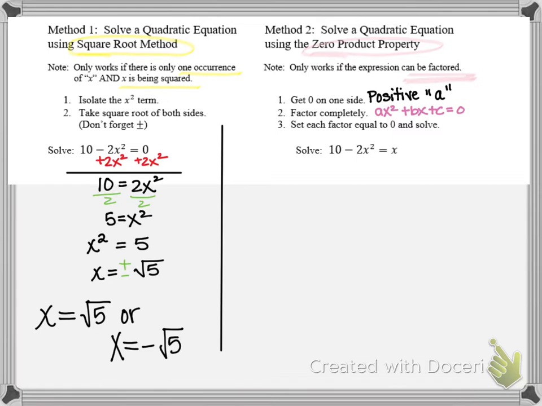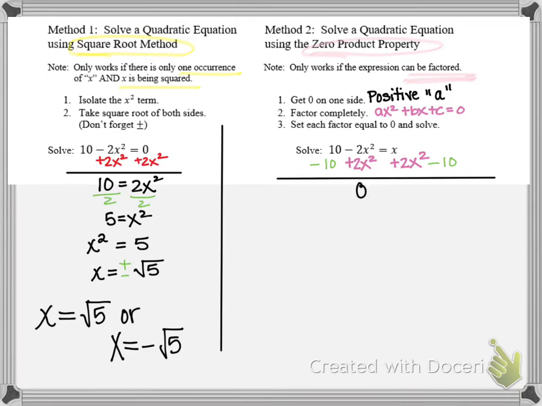So when I look at my equation 10 minus 2x squared equals x, I know I could easily just subtract x from both sides and then I would have 0 on one side, but then my x squared term would still have that leading coefficient of negative 2. So instead, I'm going to add 2x squared to both sides, and I'm also going to subtract 10 from both sides. So even though that's two terms I have to clear from one side and bring to the other side, it's worth it because then I have a positive value for a.